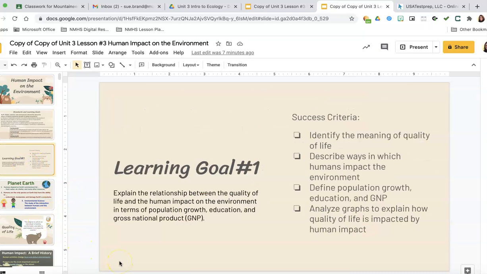So our first learning goal is to explain the relationship between the quality of life and the human impact on the environment in terms of population growth, education, and gross national product. So our success criteria: identify the meaning of quality of life, describe ways in which humans impact the environment, define population growth and education, and gross national product, or GNP. Analyze graphs to explain how quality of life is impacted by human impact.